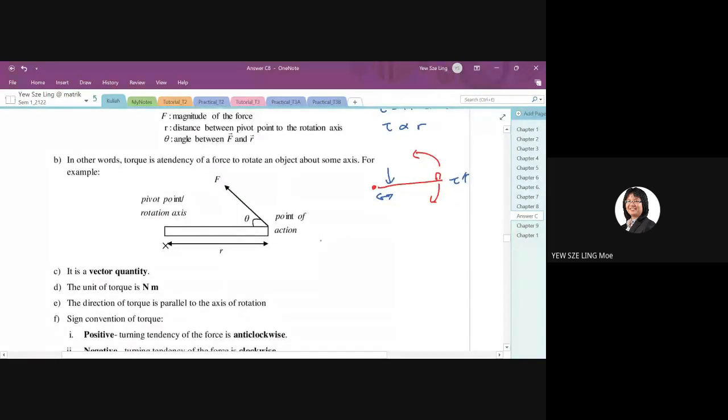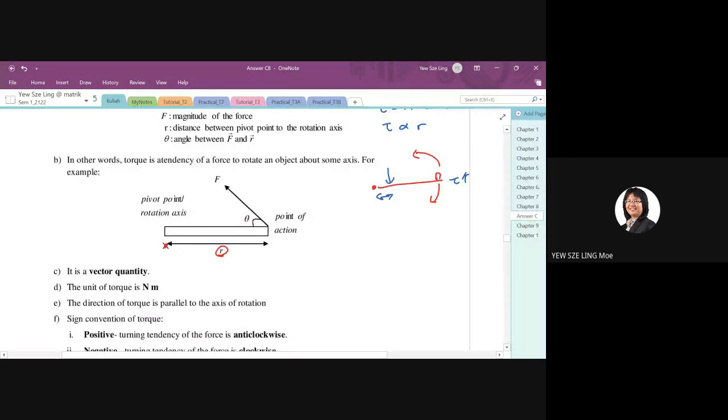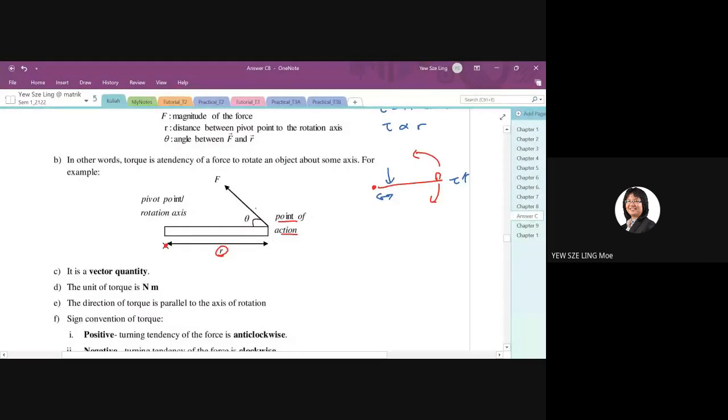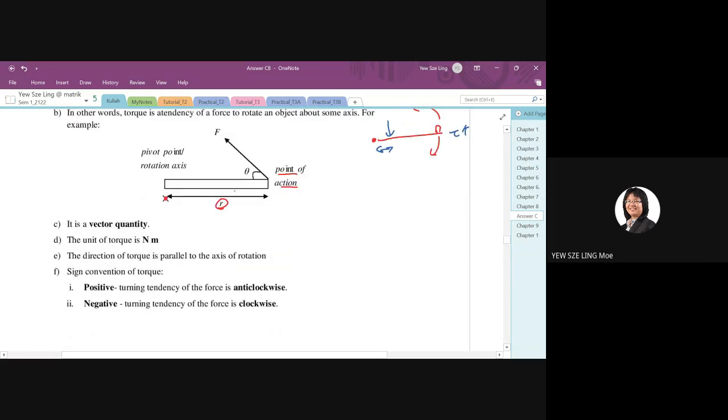If you look at this diagram, R is the distance from the rotation axis. The rotation axis is the pivot point, where the object is definitely not moving at that position. And then we have a point of action. The point of action is the point where the force is being exerted. So between the pivot point and the point of action, that is our R.